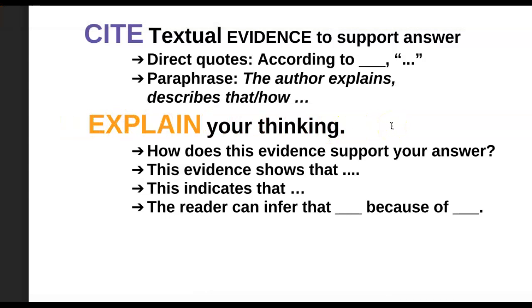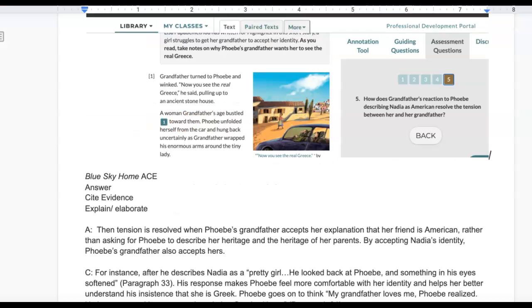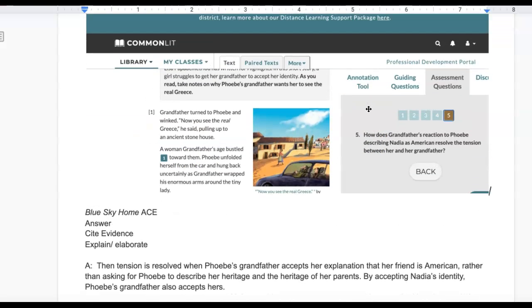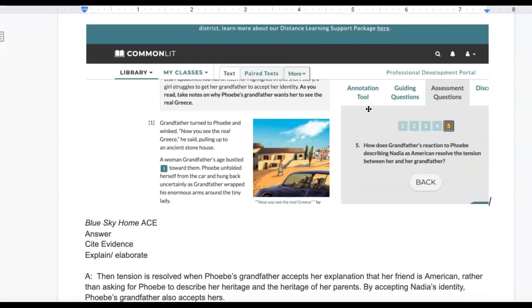Let me give you an example. Recently, you read a story called Blu Sky Home, and you answered 4 comprehension questions on Blu Sky Home. The question you didn't have to answer yet was a short constructed response, and I'm going to give you a demonstration of that right now.